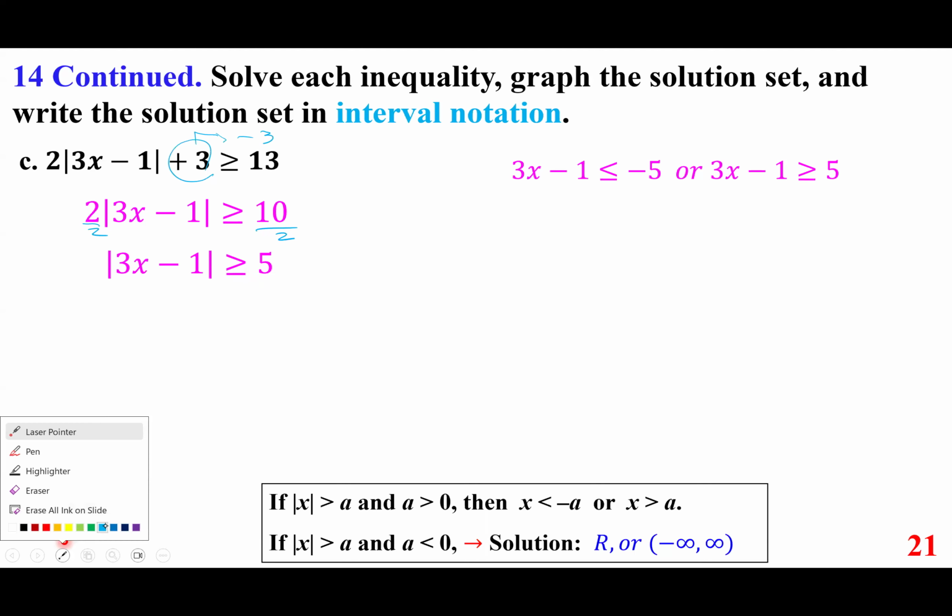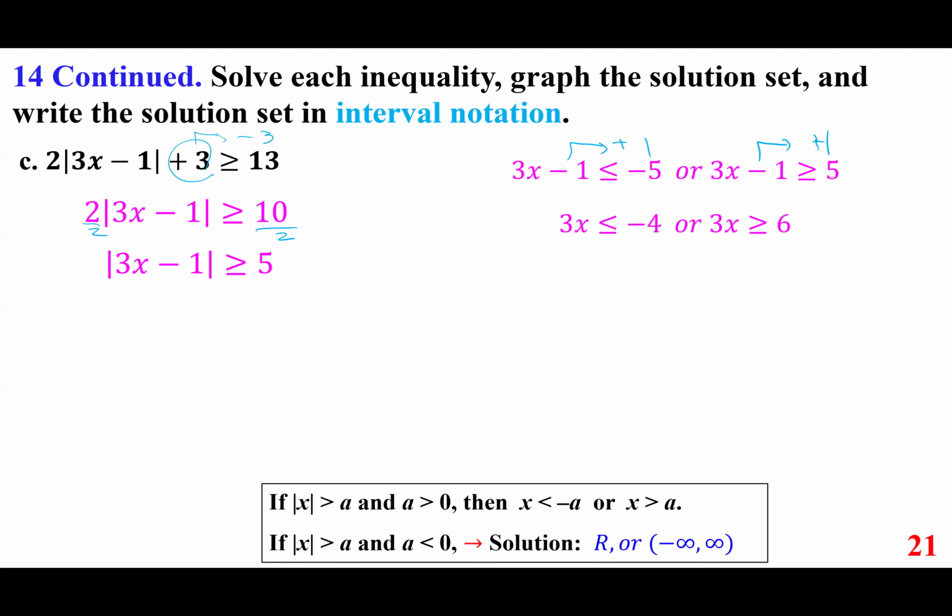Let's solve the 2 inequalities. So we are going to move this. The first one, 3x is less than or equal to negative 4. The second one, larger than or equal to 6. Divide by number 3. X is less than or equal to negative 4/3, or x is larger than or equal to 2. Pretty straightforward.